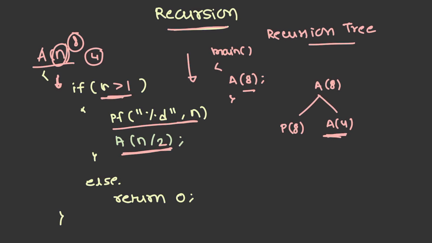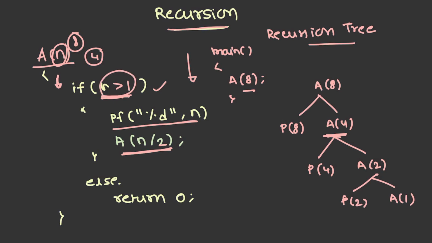Is this condition satisfied? Yes, so it will enter the condition, the value of n, 4, has to be printed, and a function call to a of 2 has been made. 2 is greater than 1, so 2 will be printed and a function call to a of 1 has been made. Is 1 greater than 1? This condition fails in a of 1, so it comes out of the condition statement and returns 0.